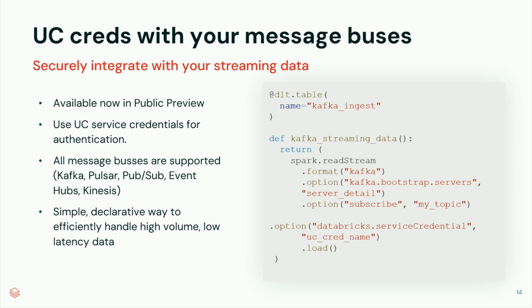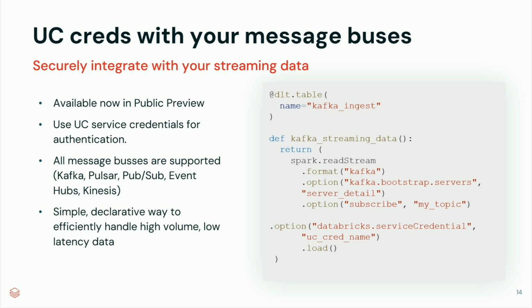Walking through the code on the right-hand side, we have a table named for Kafka ingest, and I have a read stream with my normal Kafka options set up. Then if you go to the last options, you see I'm using a Databricks service credential with a UC cred name. In there, you can put Confluent credentials, MSK credentials, GCP credentials. That's not relevant for Kafka, but basically any of your cloud credentials can be used in that, and we will rotate them and integrate with IAM for you out of the box.